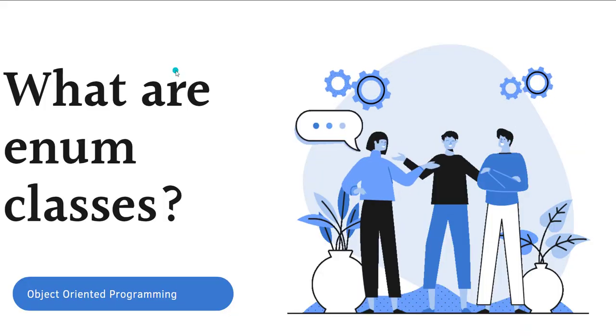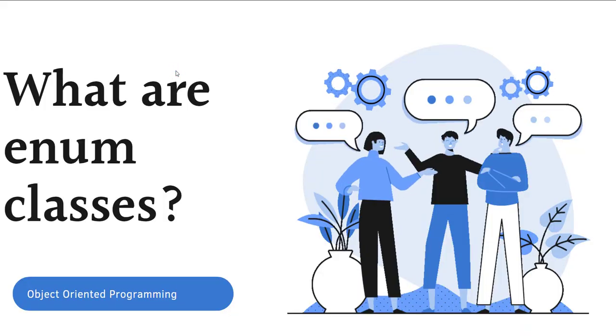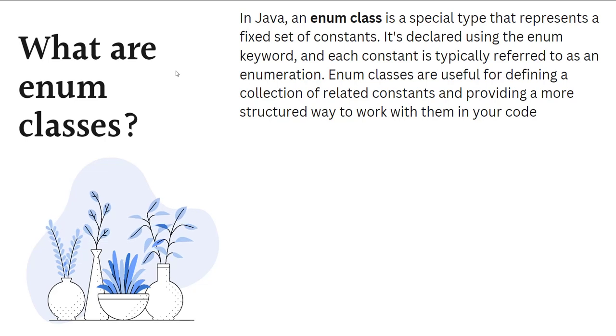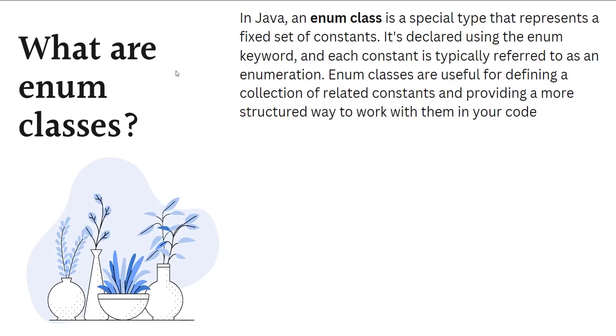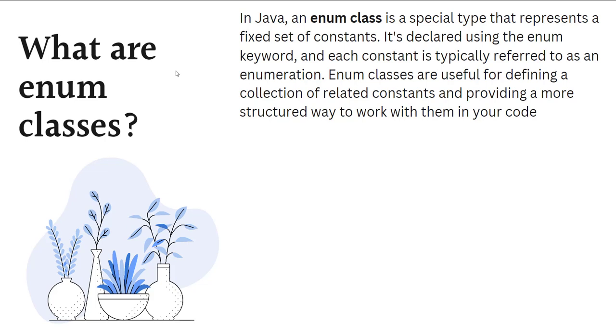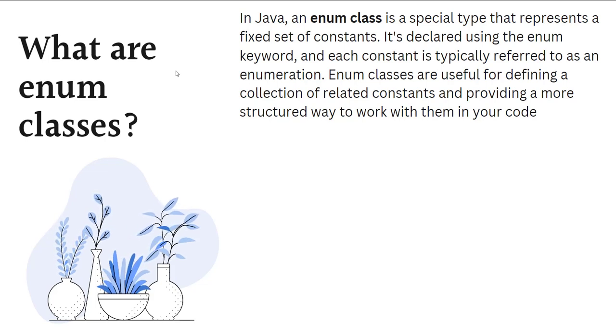Hey guys, now it's time to start a discussion about enum classes. So what are enum classes? In Java, an enum class is a special type that represents a fixed set of constants. It's declared using the enum keyword, and each constant is typically referred to as an enumeration.